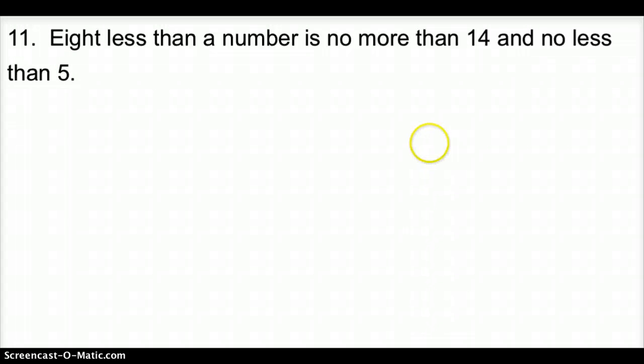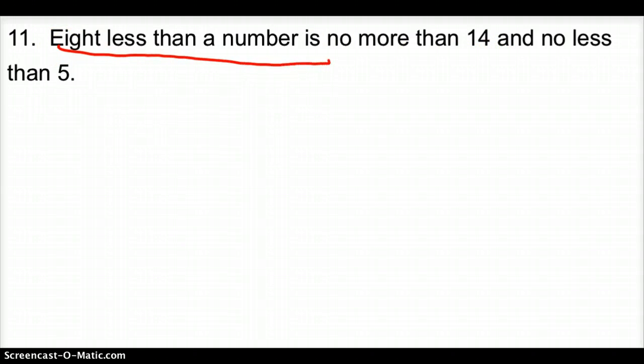And finally, 11. 8 less than a number is no more than 14 and no less than 5. Well, I'm going to start with this right now. 8 less than a number. How can we represent that? We have to be careful in that because it's saying 8 less than whatever comes next. So we have 8 less than a number, so my number is just n, and I'm going to subtract 8 from that.